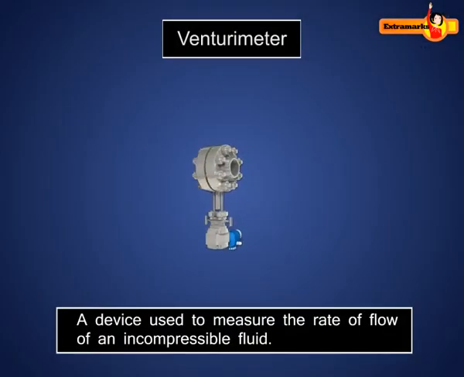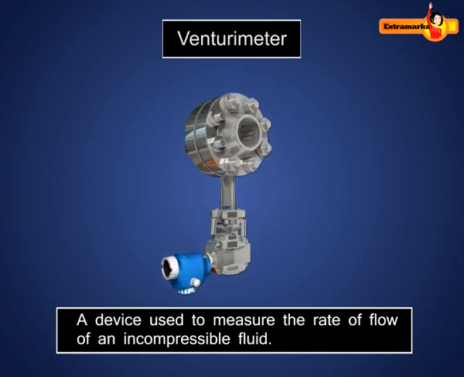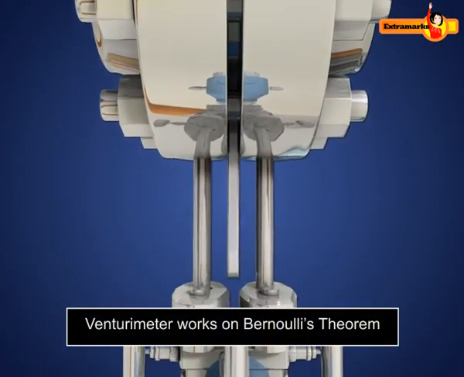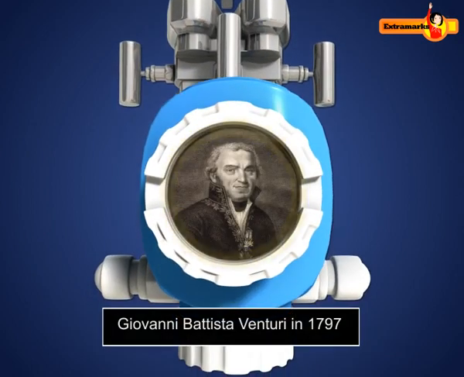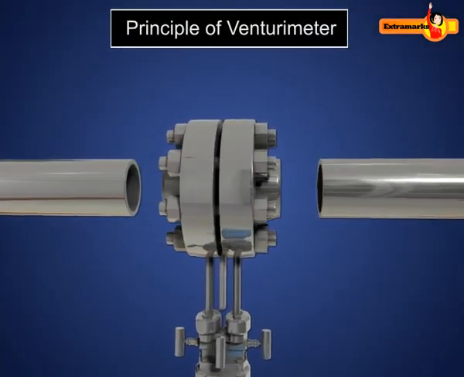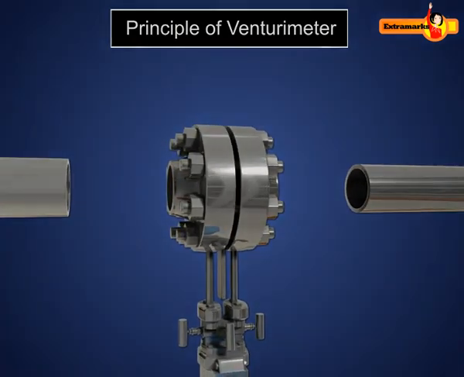A venturimeter is a device used for measuring the rate of flow of an incompressible fluid flowing through a pipe. It is based on Bernoulli's theorem and was built by Italian physicist Giovanni Battista Venturi in 1797. A venturimeter is placed in a pipe carrying the fluid whose flow rate is to be measured.